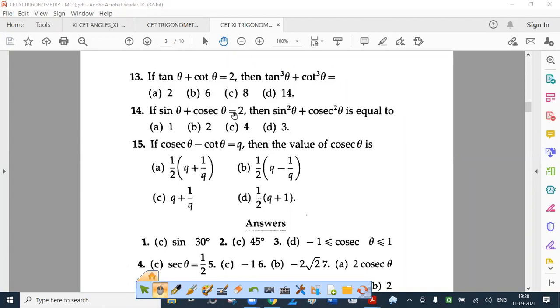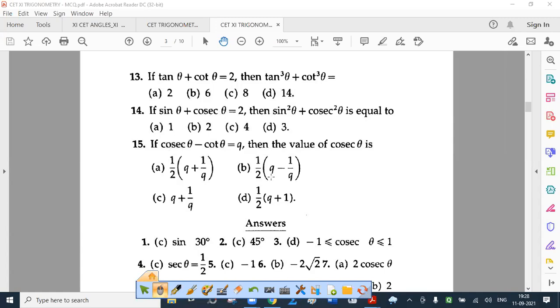You may say from this it is clear that the angle is pi by 2. Sine 90 degrees is 1, cosec 90 degrees is 1. So sine square 90 degrees is 1 only, cosec square 90 degrees is 1 only. Yes, that logic is also correct.